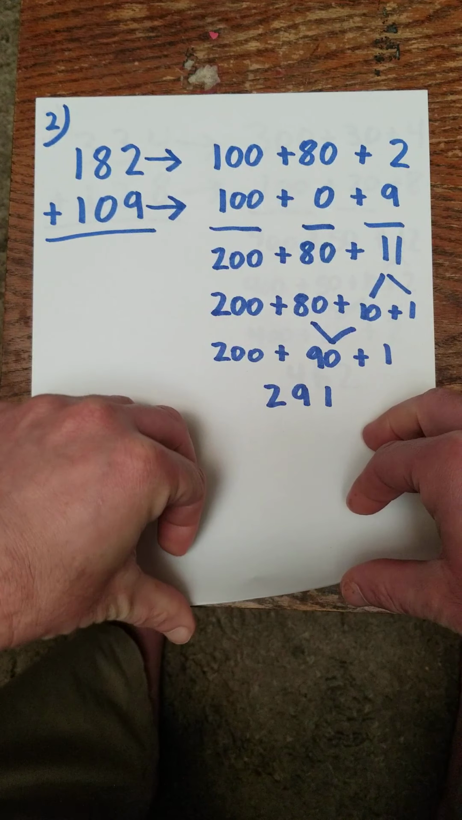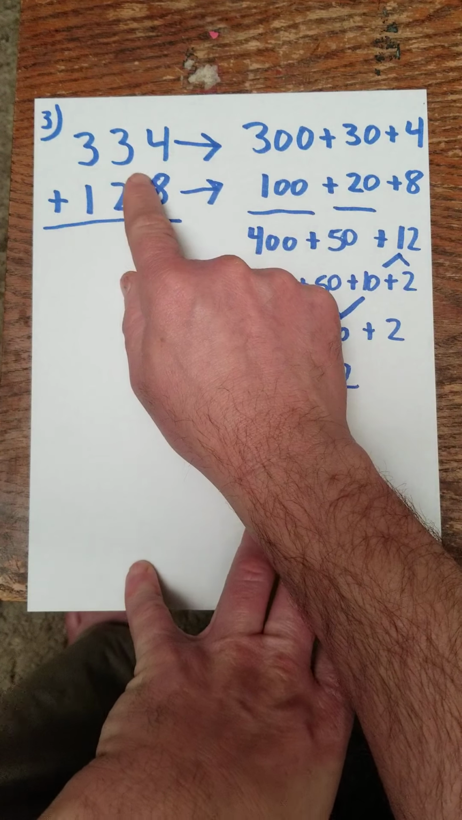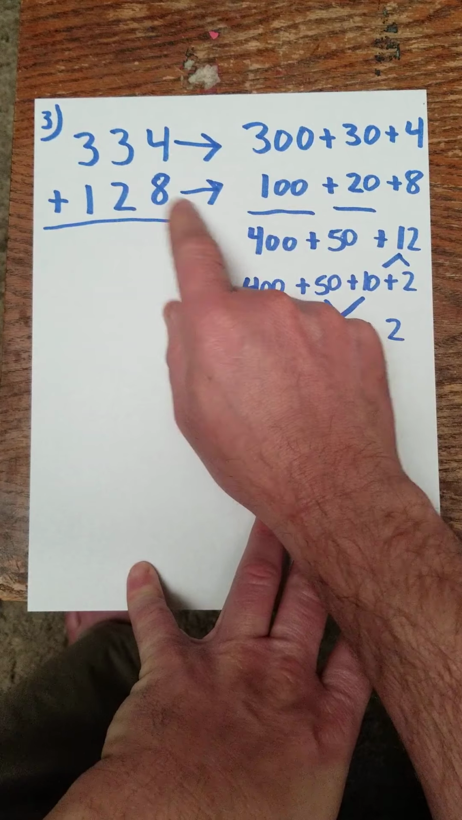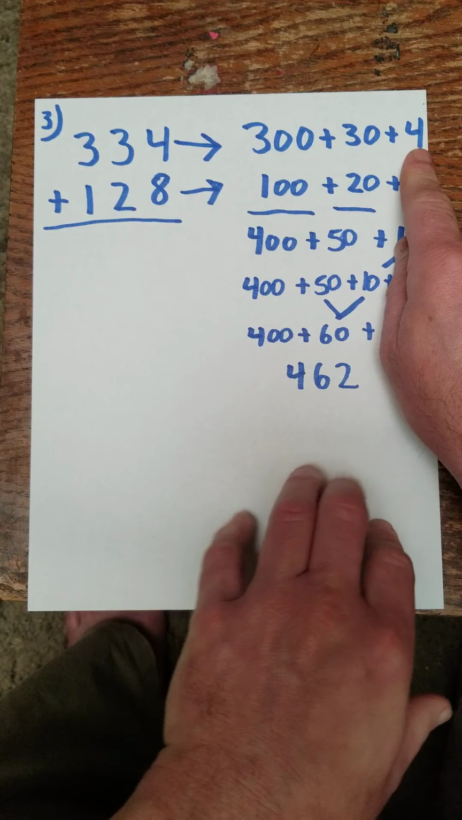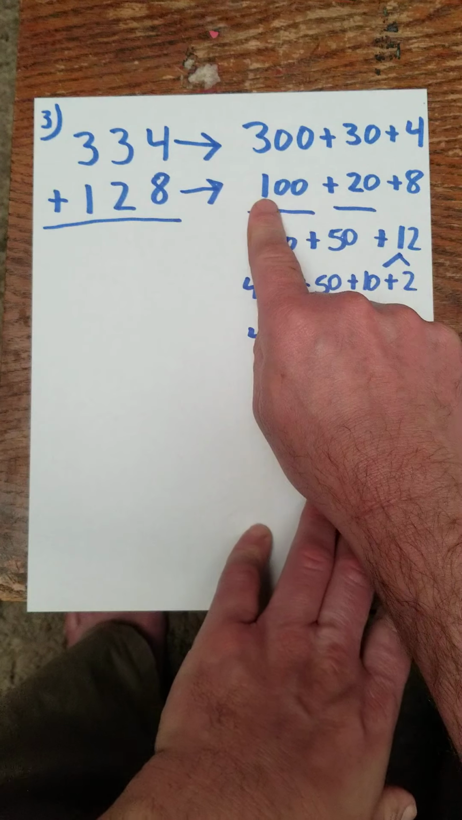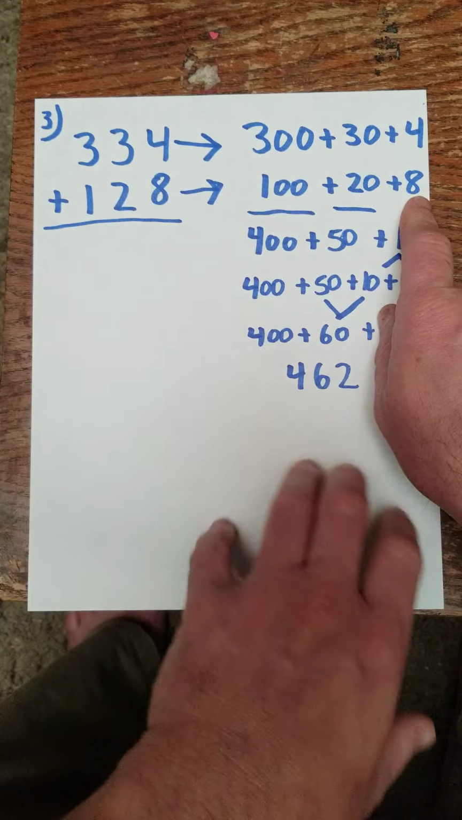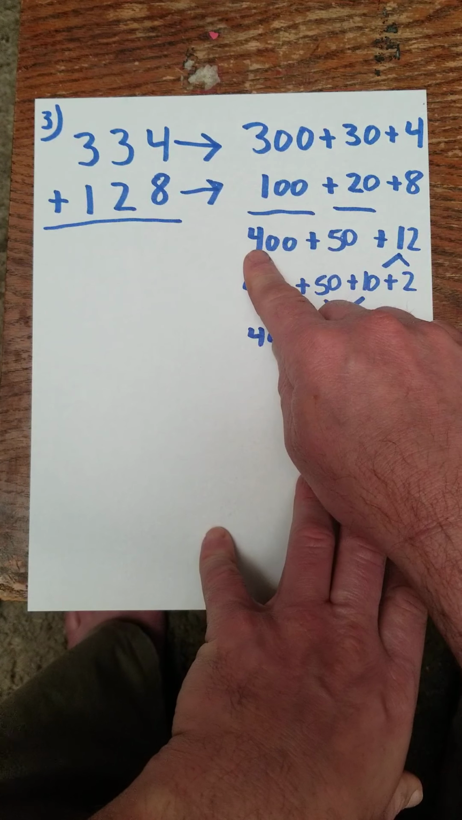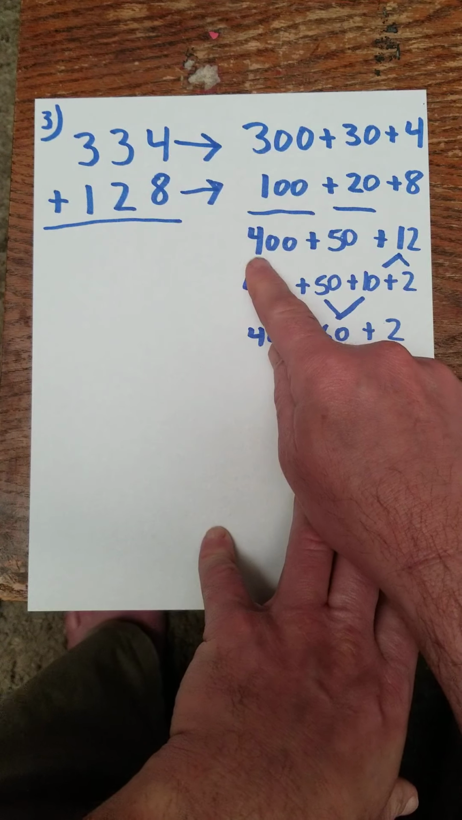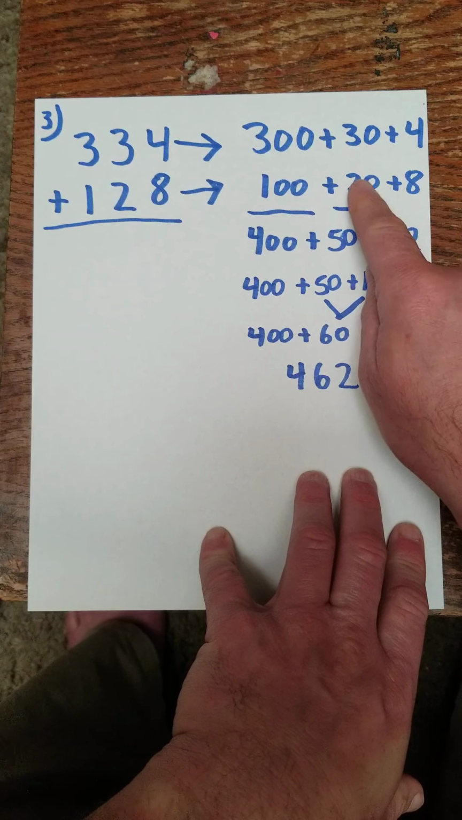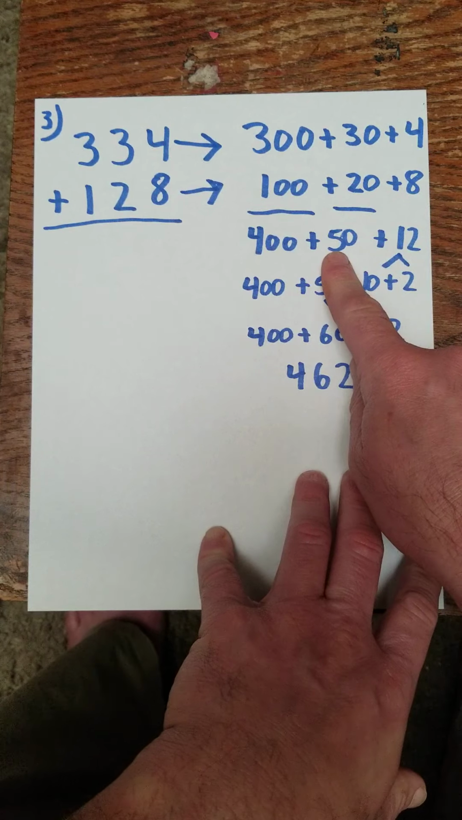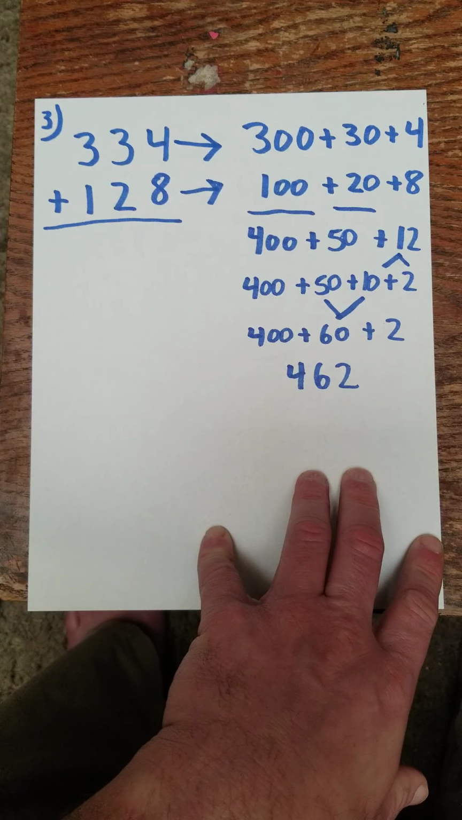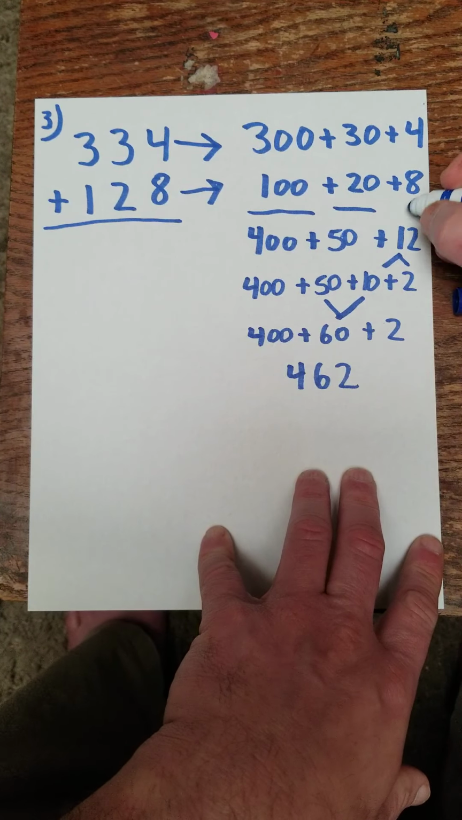Number 3, 334 plus 128. 334 is 334. And we are adding 128. 3 plus 1 is 4. So 300 plus 100 is 400. 3 plus 2 is 5. So 3 tens plus 2 tens is 5 tens. 4 plus 8 equals 12.